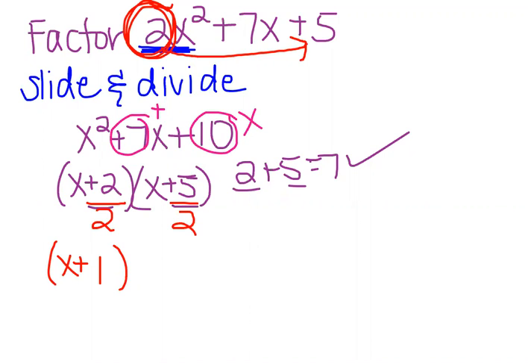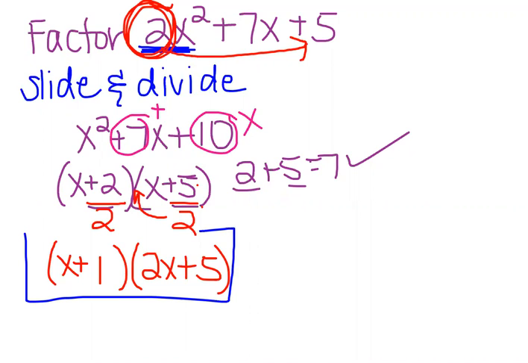But this fraction over here, this 5 over 2, that's going to give me a decimal, and I do not want that. So what you do to fix that is move this 2 in front of your x. Okay, so now that becomes a 2x plus 5. Now this would be your final answer using the slide and divide method. Okay, I'll do a harder one so that you can get used to practicing this.